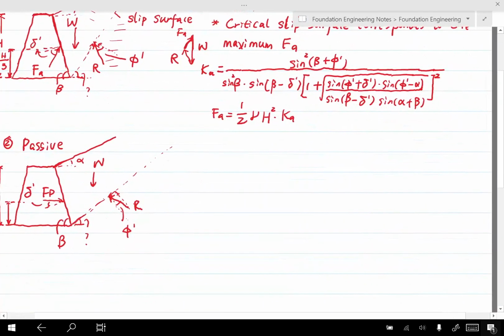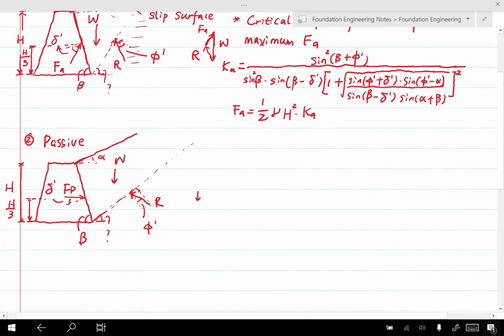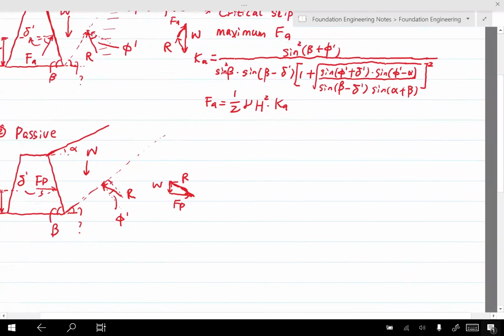So if we put all the forces acting on the soil body of interest together, we will get the following triangle. This is W, and R is like this, and F is like this, FP. So you can see that they form a closed triangle.